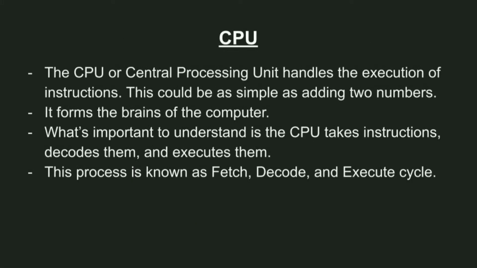The CPU, or central processing unit, is the brains of the computer. It handles the execution of instructions. This could be as simple as adding two numbers. What's important to understand is the CPU takes instructions, decodes them, and executes them. This process is known as the fetch, decode, and execute cycle.